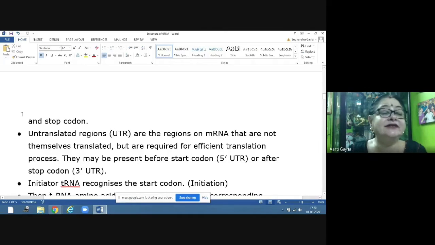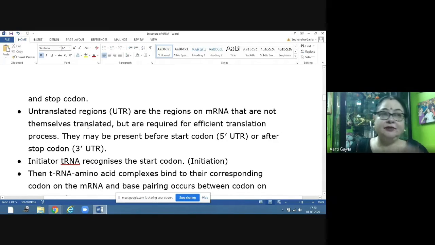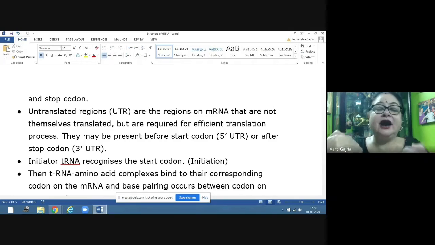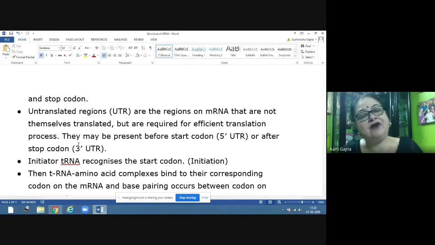Now there are certain untranslated regions also, and these regions are present on messenger RNA but are not themselves translated. Means there are some sections on messenger RNA which are not being translated. They are not coding for protein, but they are required for the efficient translation process. They may be present before the start codon, or they may be present after the stop codon. So they are called UTR, untranslated regions.